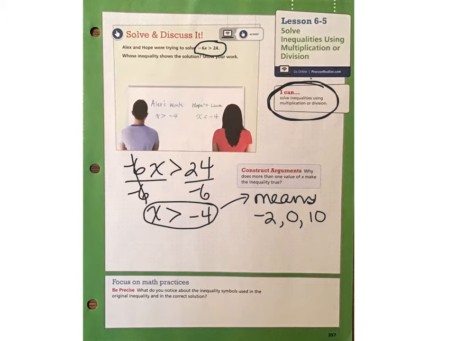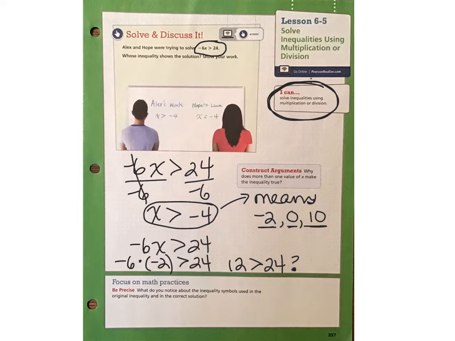So let's check any of those numbers that are bigger than negative 4 back in the original inequality. Negative 6x is greater than 24. And let's see if those solution possibilities hold true. So when I do that, I substitute in for x one of my values. And then I have to see, is this true? Negative 6 times negative 2 is a positive 12. Is positive 12 greater than 24? The answer is no.